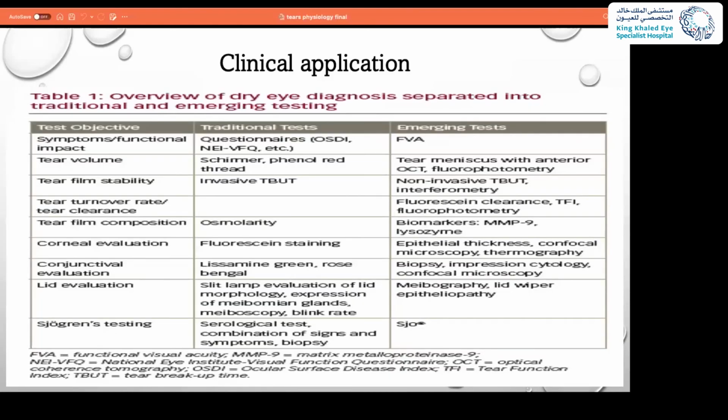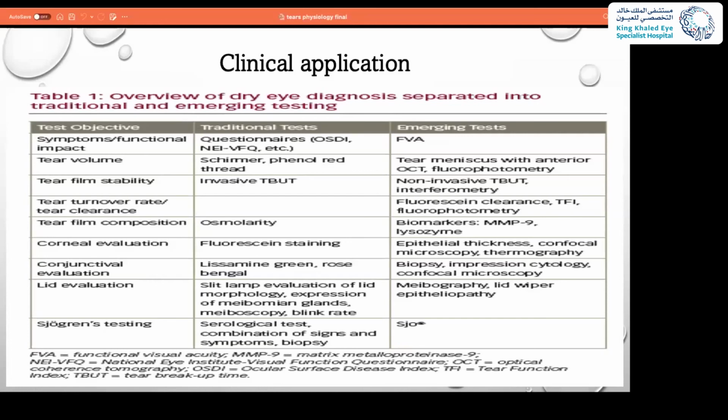This table shows you the diagnosis, or the traditional and emerging testing, of patients with dry eye based on symptoms and objective tests. If you're looking for symptoms, you can use a questionnaire or history. If you're looking for tear volume, Schirmer tests will help you. And tear meniscus, sometimes fluorophotometry if it's available in your institute.